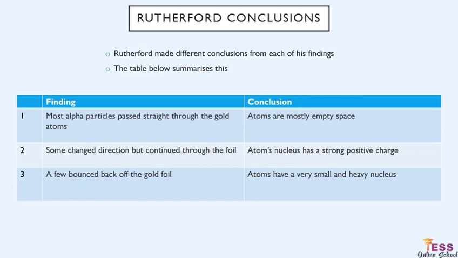Some changed direction but continued through the foil, which shows that an atom's nucleus has a strong positive charge that deflects and pushes away the positive alpha ions. And a few bounced back off the gold foil, which shows that the atoms have a very small and heavy nucleus that completely repels the positive ions.